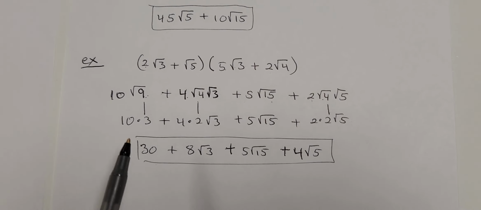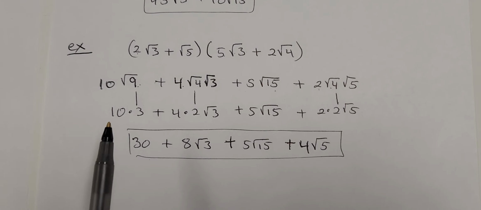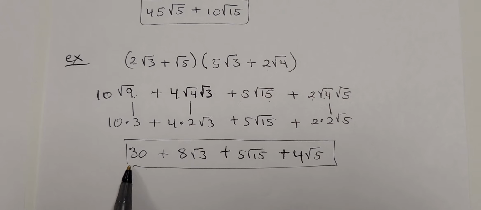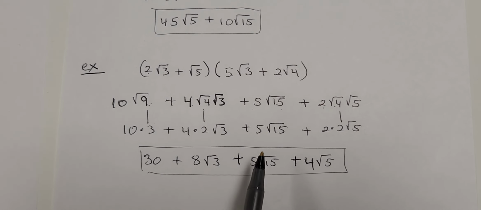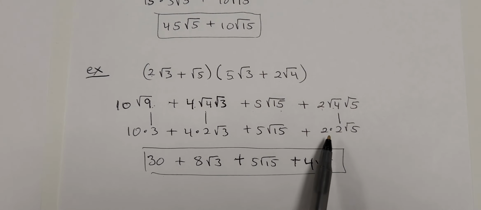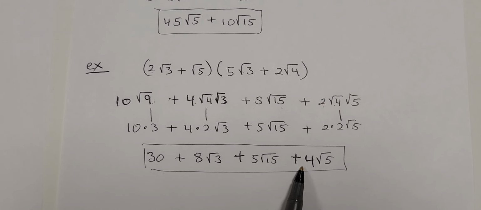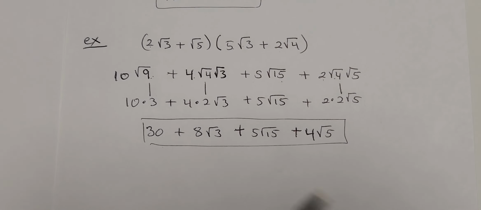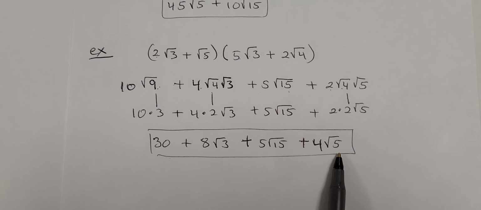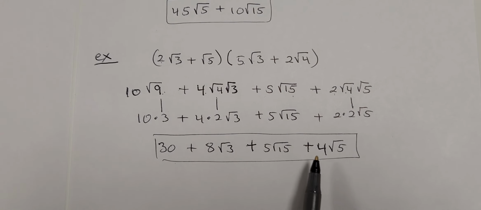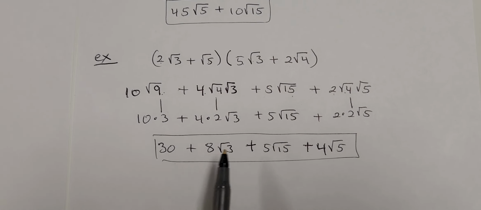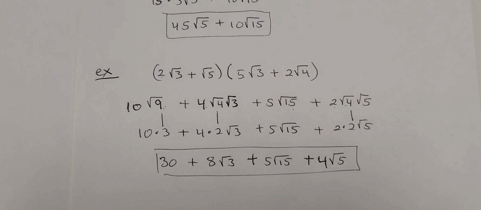Okay. Next, I clean this up a little bit. So 10 times 3 gives me 30. 4 times 2 gives me 8. This is already done, leave it alone. And then 2 times 2 gives me 4. Okay. And this is our final answer because none of these are like terms. Okay, none of these are like terms, so I cannot add them. So I leave it as is. Okay, so be very careful.